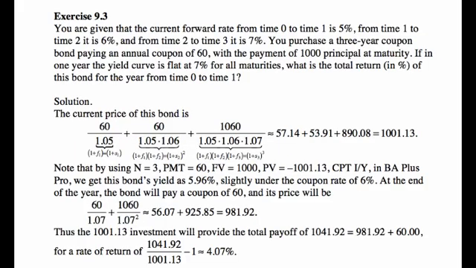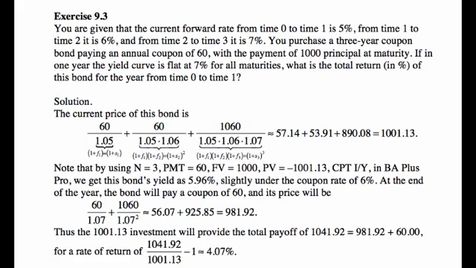Now, in this next exercise, you are given that the current forward rate from time 0 to time 1 is 5%, from time 1 to time 2 is 6%, and from time 2 to time 3 is 7%. You purchase a 3-year coupon bond paying an annual coupon of 60 with the payment of 1,000 principal at maturity. If in 1 year the yield curve is flat at 7% for all maturities, what is the total return in percentage of this bond for the year from time 0 to time 1?